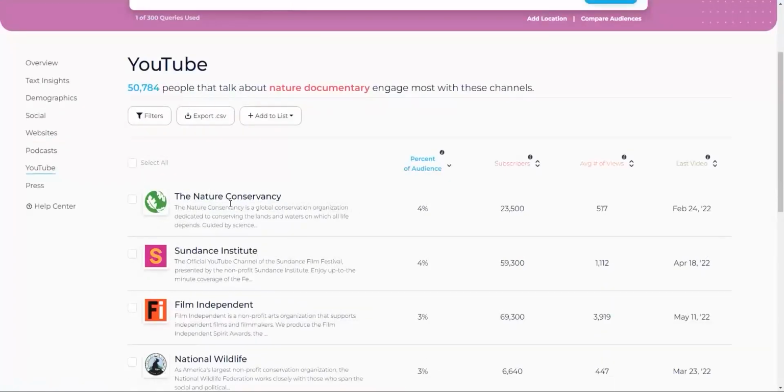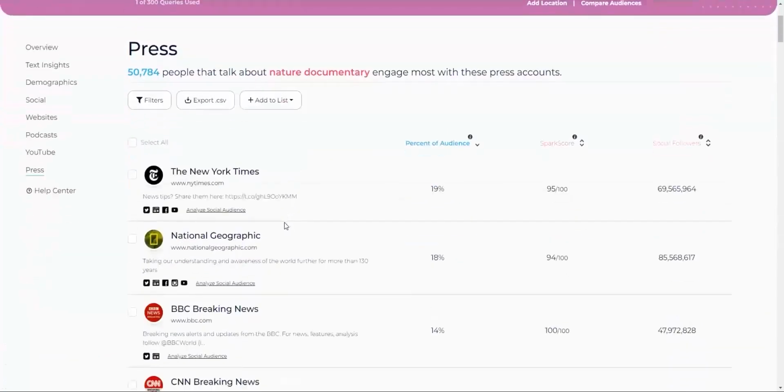If this page shows you that YouTube is popular, then you can follow the same strategy that we follow for the podcast and for the social pages, where you visit the different pages and try to understand what kind of content is most popular, what kind of videos are more popular, how long are they, how often are they posting, etc. The last one is the press.